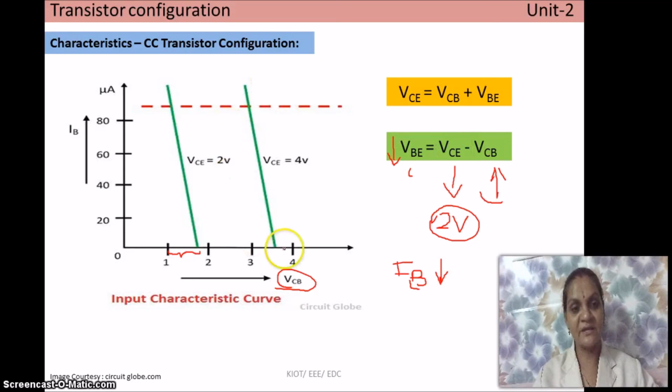I am getting another family of curve by using another value of VCE. If VCE is kept at 4 volt instead of 2 volt, and again I increase the value of VCB, I get the same nature of characteristics, but this is obtained after some time, after some high values of VCB. This is because I am keeping it at 4 volts here. And this is the way the input characteristics of common collector behave. Right, this is exclusively different.